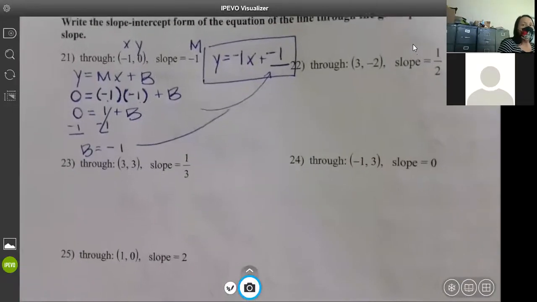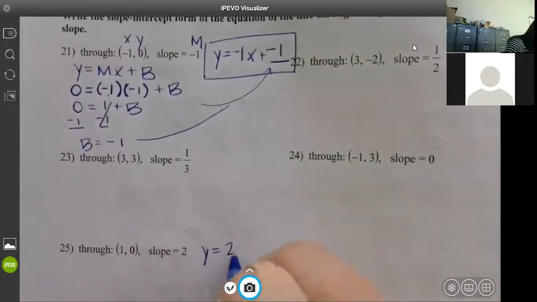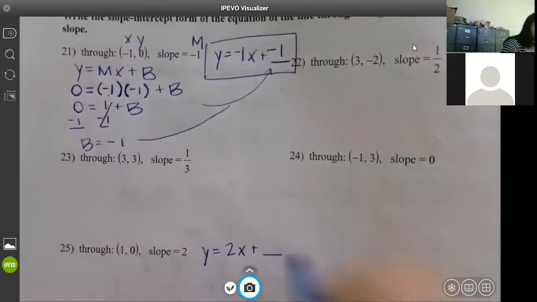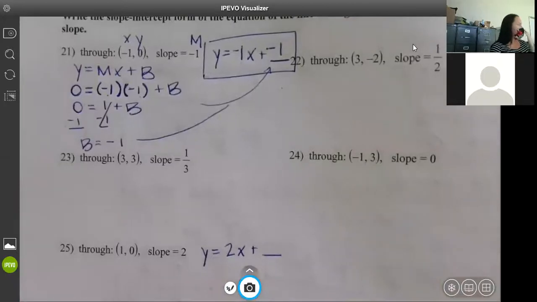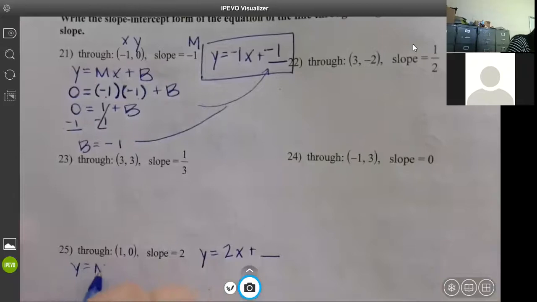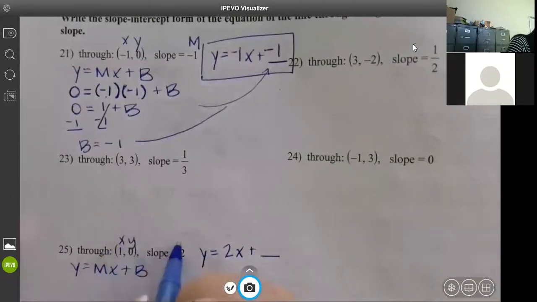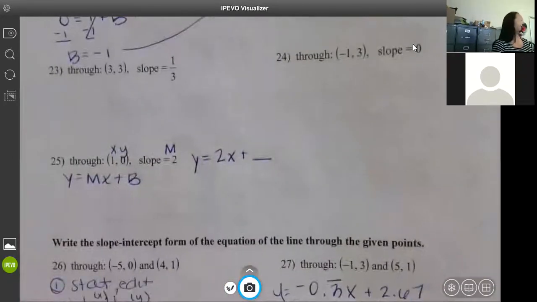All right. So when I finish 25, it should be y equals 2x plus something. Where did the 2 come from? It's the slope, okay? So then I write my equation, y equals mx plus b. We have x, y, and m. This is the same way all the time. So when you have your EDIA assignment, make sure your notes are out so you can see that, okay?